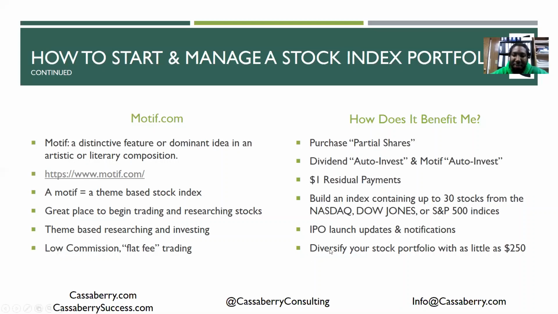And lastly, you can diversify your stock portfolio with as little as $250. You do have to use at least $250 to start investing in Motif.com, and every installment you make needs to be at least $250, which is why we encourage you to use Motif for the ability to buy partial shares and build these motifs. That way you're making the best use of your $250 and not just spending it on a commission fee and then one stock.